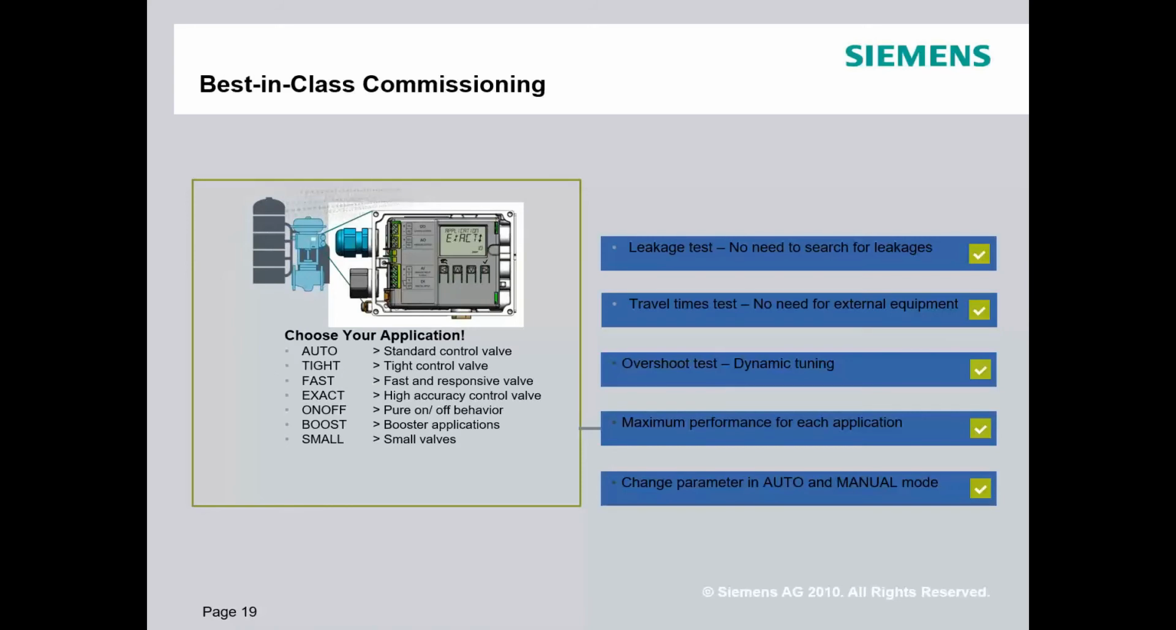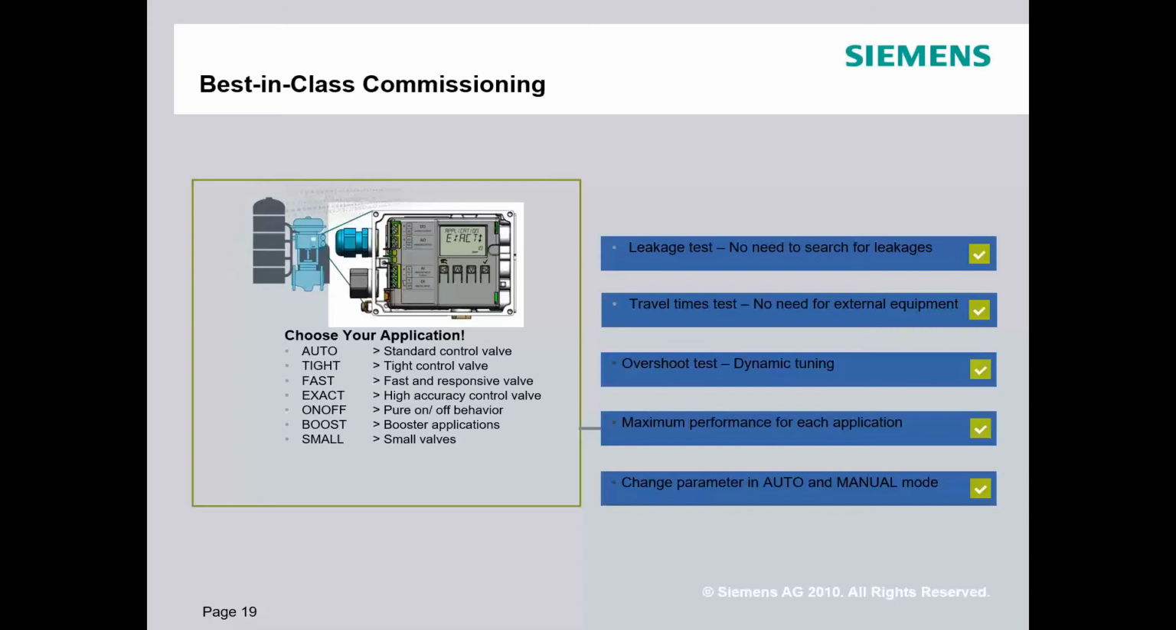Here's the thing. It says best in class commissioning. Every product ever made is claimed to be best in class. Well, this really is, and I'll be honest, I was a little skeptical. I only make positioners. Siemens doesn't make valves. When we manufacture positioners and they go out in the field, we have no clue where they're going.